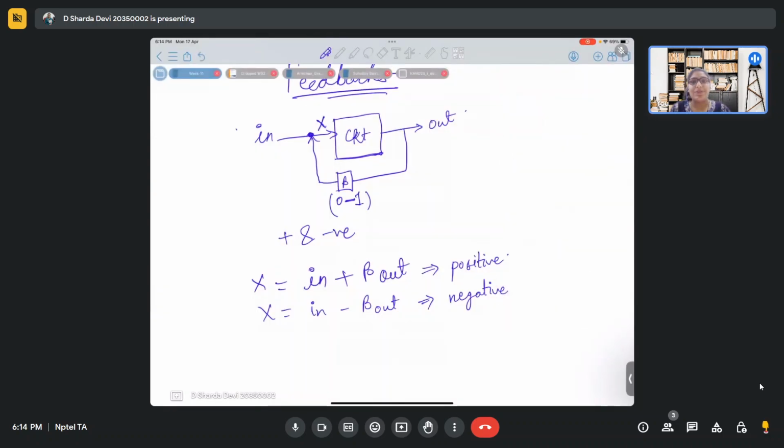Okay, so basically, beta is a factor which you are using to feed your output. So it's just an amplification factor, you can say.